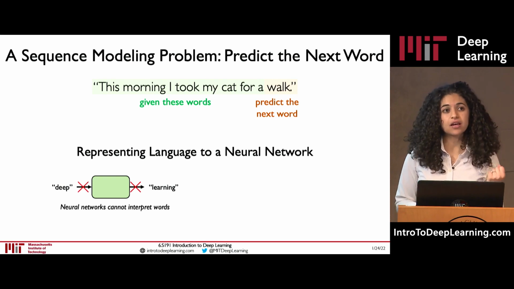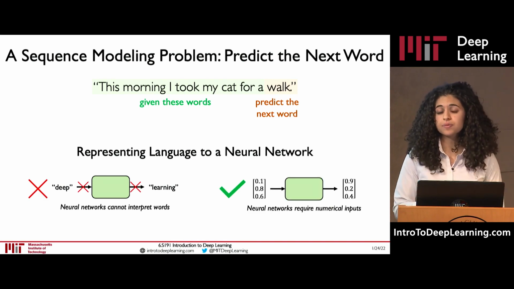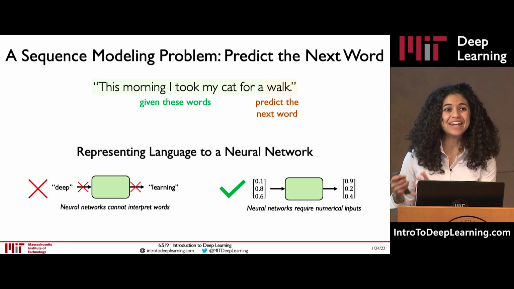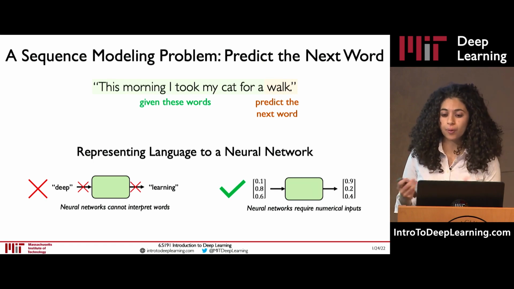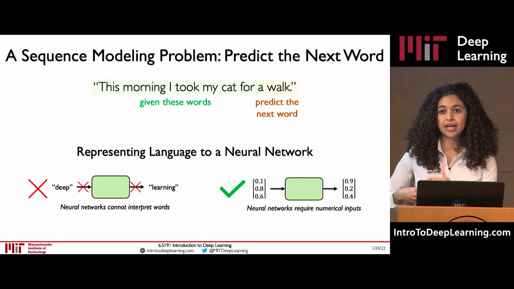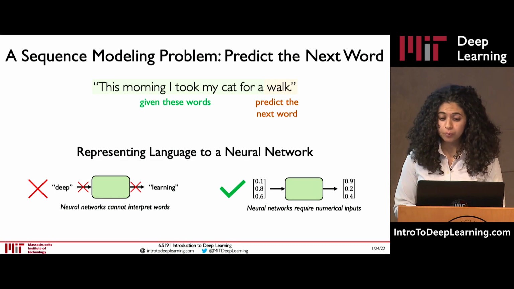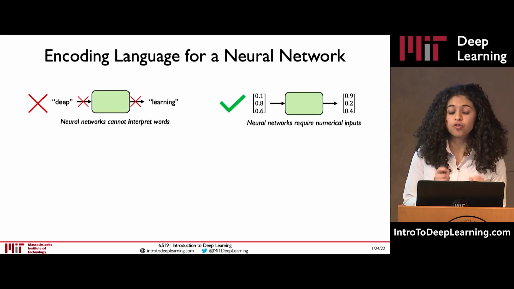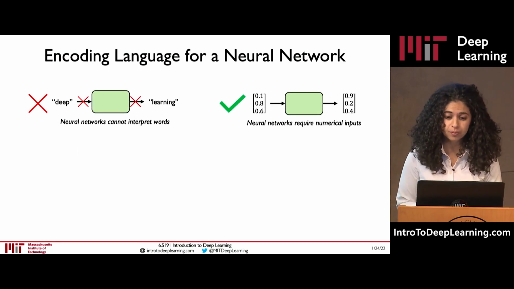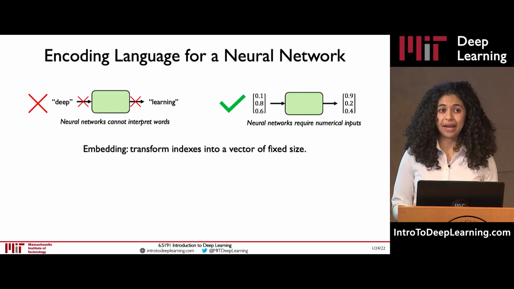Instead, we need a way to represent these elements, these words, numerically, to be fed in to our neural network as a vector or a matrix or an array of numbers, such that we can operate on it mathematically and get a vector or array of numbers out. This is going to work for us. So how can we actually encode language, transform it into this vector representation? The solution is this concept of what we call an embedding.